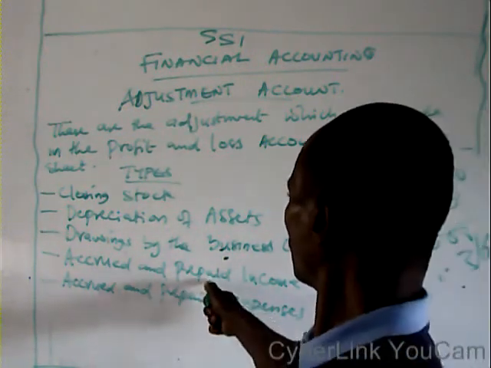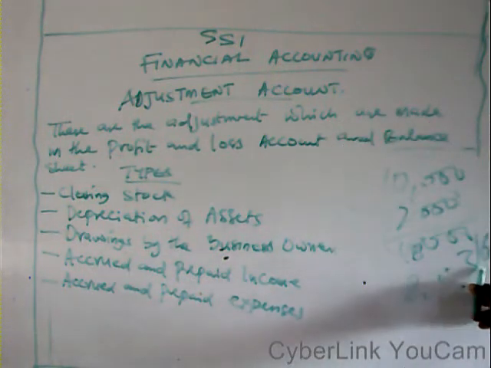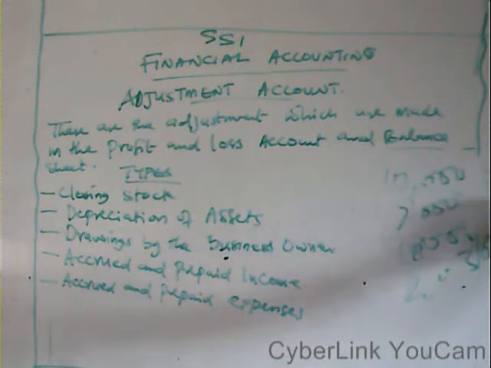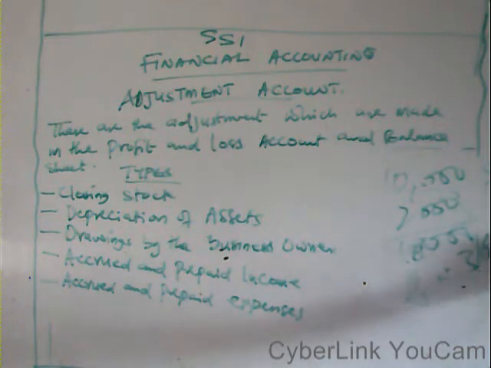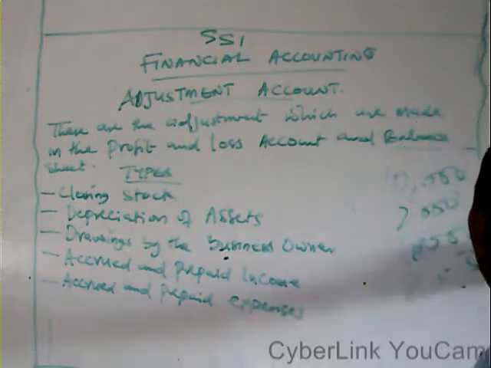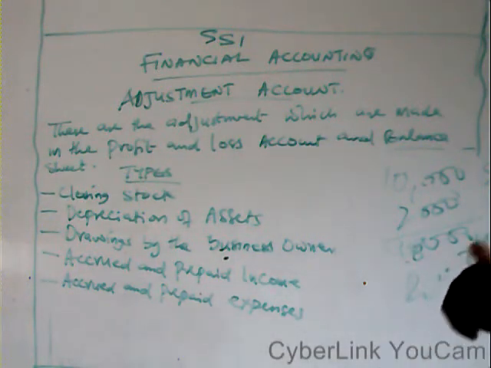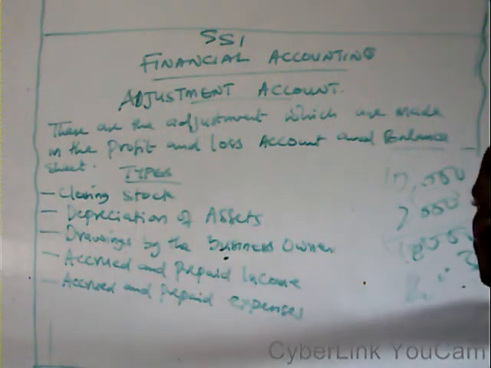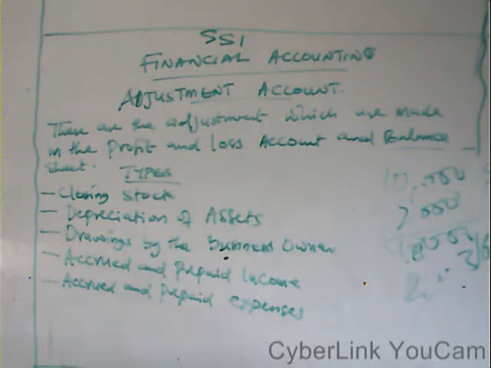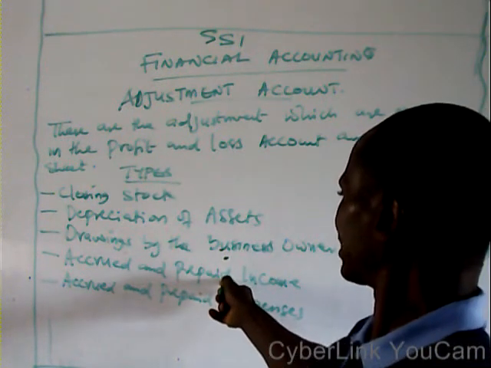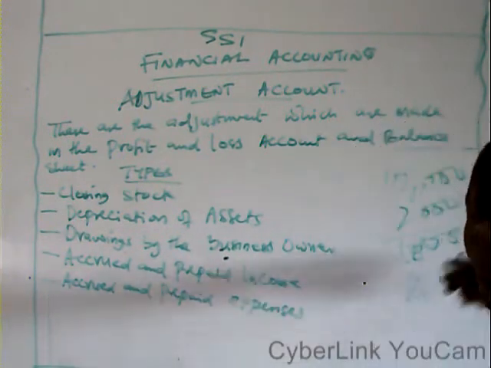And prepaid income also has a double effect. For example, the rent receivable is 3,600 naira, and you received 4,200 naira. If you subtract 3,600 naira from 4,200 naira, you have 600 naira. That is, 600 naira was paid in advance for the next year. The amount paid in advance for the next year will be income, that is, an asset to the businessman, transferred to the balance sheet.